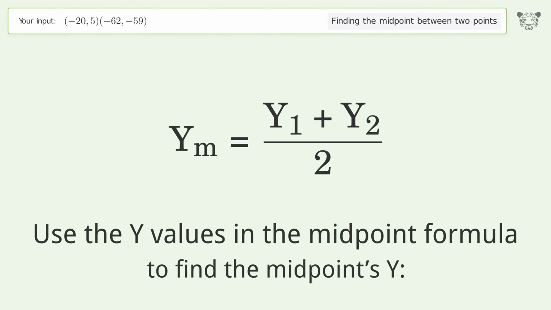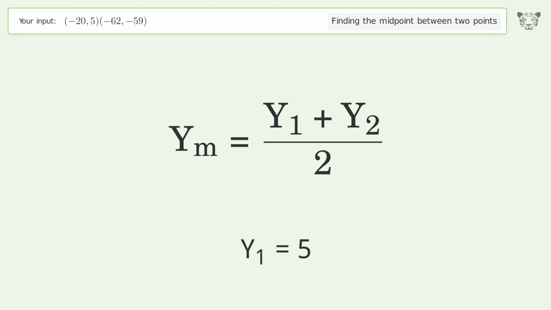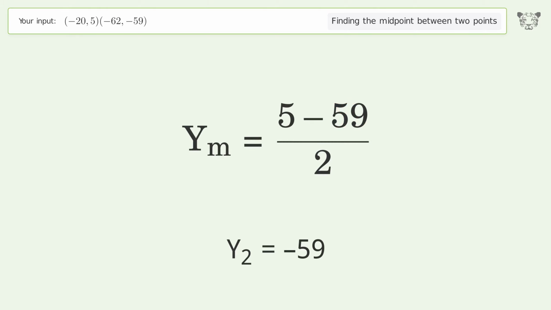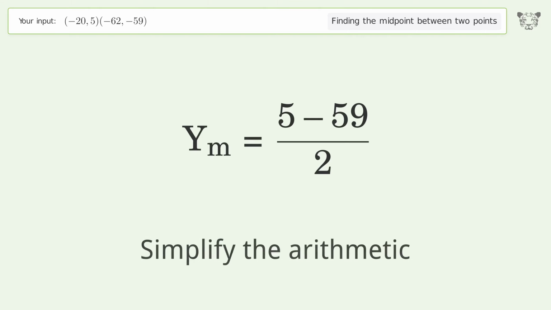Use the y values in the midpoint formula to find the midpoint's y. y1 equals 5. y2 equals -59. Simplify the arithmetic.